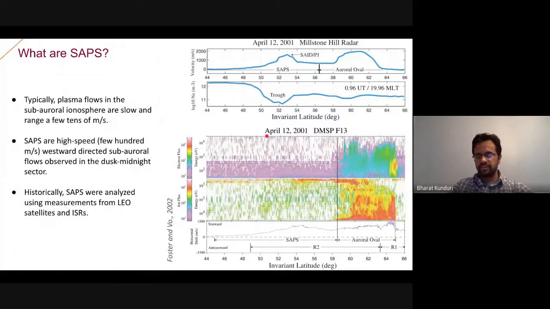The same event is observed by the DMSP F-13 satellite. The top two panels present electron and ion flux, respectively. This is predominantly on the night side. The auroral oval is located at around 59 degrees. Equatorward of the auroral oval, you can see enhanced plasma convection reaching almost 1500 meters per second. This is the SAPs region, and poleward of it is the two-cell convection pattern. It's also directed westwards. So in summary, SAPs are high-speed westward flows that are located below the auroral oval in the dusk-midnight sector.